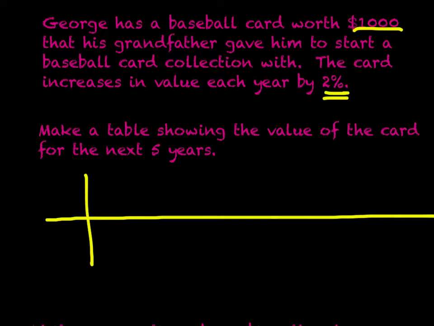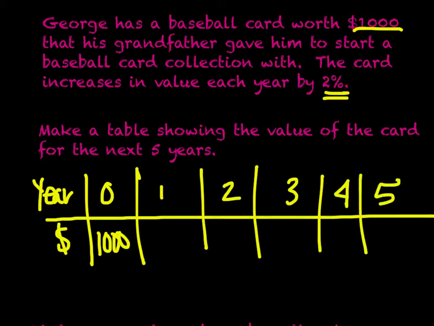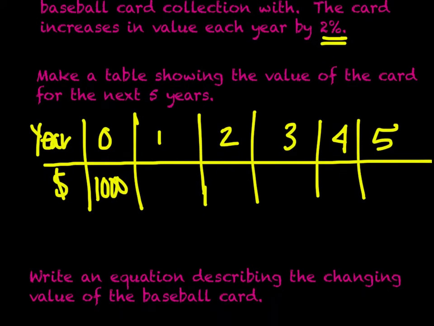We haven't done that in a while, where we have our year and we have the dollar value of that baseball card. So when we're starting out, we have just $1,000, but in the first year, second year, third year, fourth year, and fifth year, we need to figure out how much that baseball card is worth. So if we have $1,000 to start out with, let's create our equation.